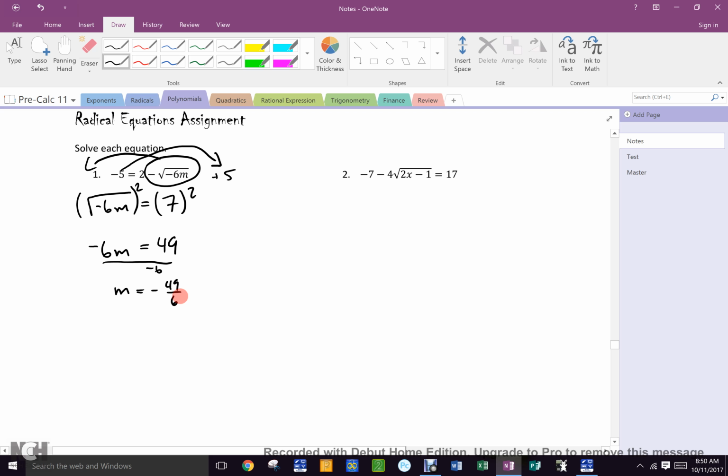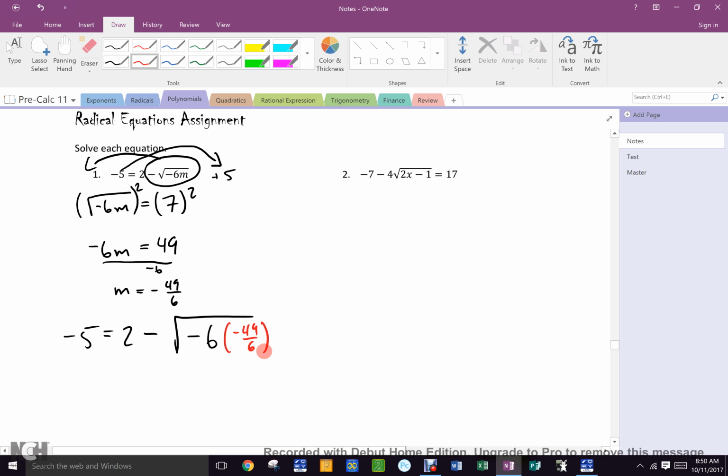Now that looks weird, doesn't it? And you're stressed, aren't you? Because you think you have done it wrong, don't you? But you have not. Because you can check. Negative 5 equals 2 minus the square root of negative 6m. What is m now? Negative 49 sixths.